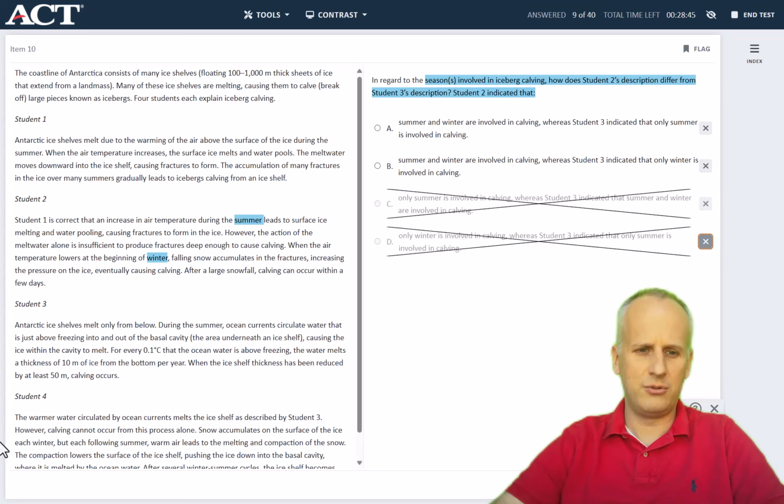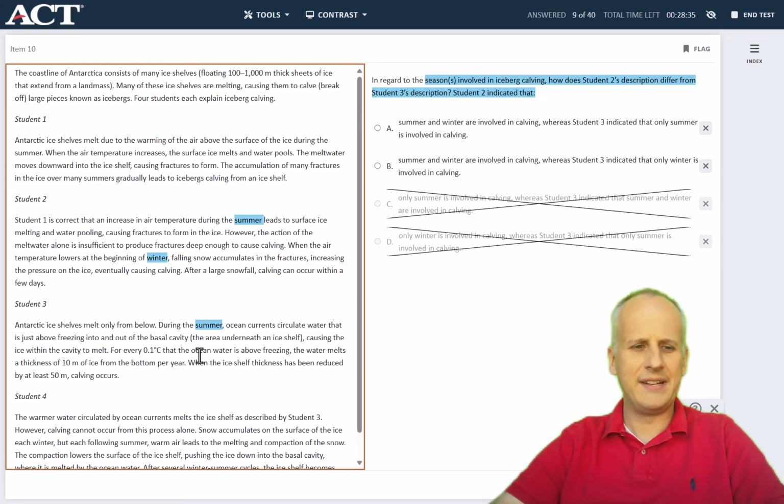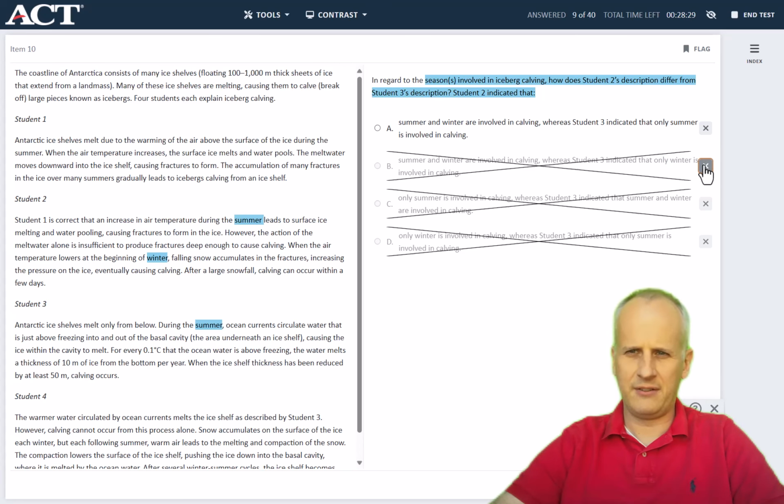And now we just go to student 3 to determine what student 3 believes about the seasons. And we learned that student 3 says Antarctic ice shelves melt only from below during the summer and never mentions winter. So whereas student 2 indicated both seasons are involved, student 3 indicated that only summer is involved. So we can eliminate choice B and select our correct answer of choice A.